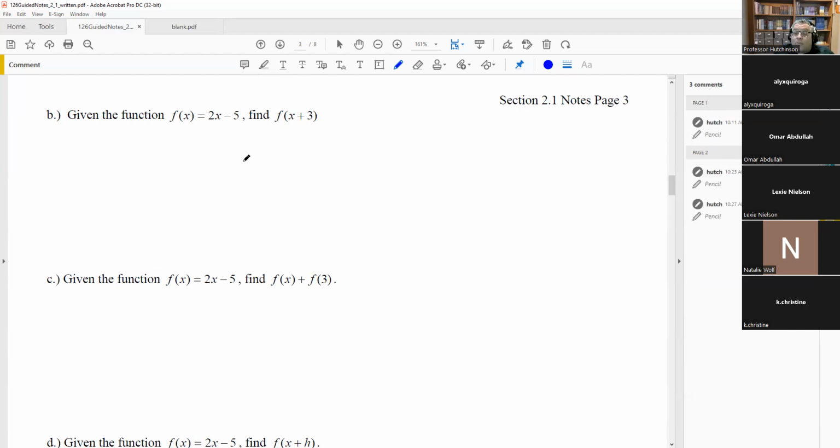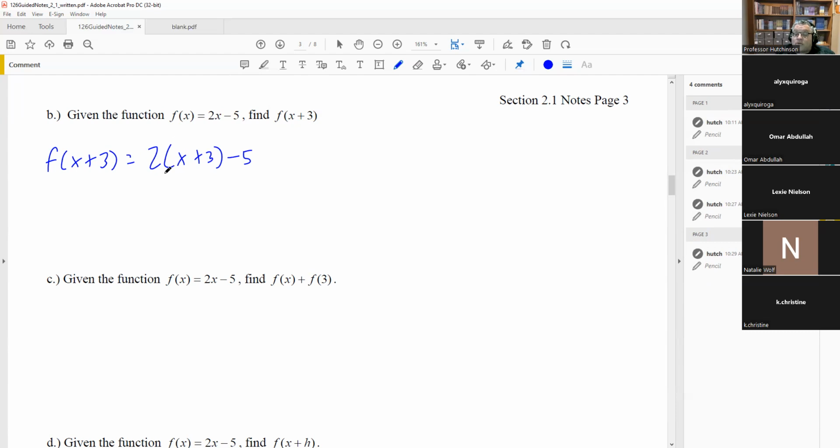So instead of putting in a number for this, I want to find f of x plus 3. That means that I'm going to put an x plus 3 in place of the x in the original equation. So I'm taking out the x, replacing it with whatever I have inside the parentheses here.